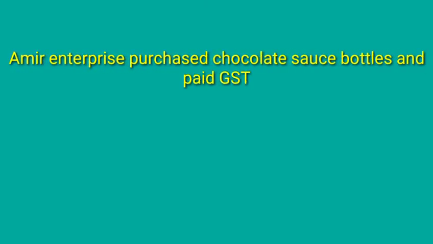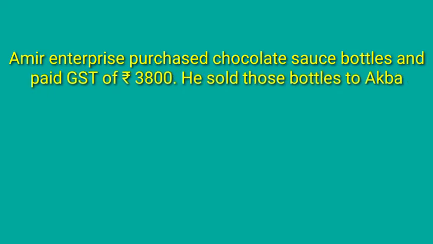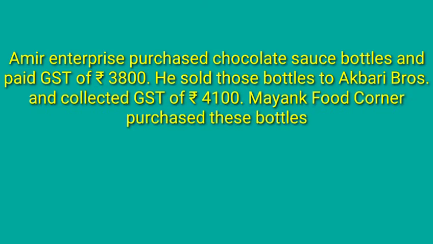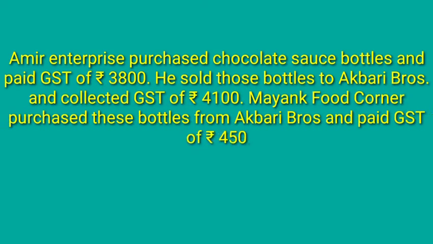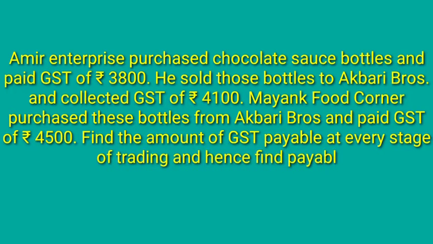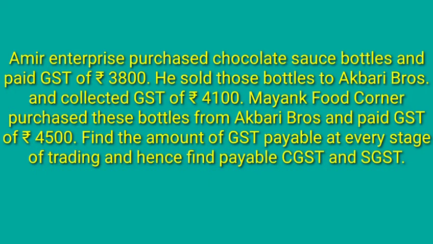Okay, now let's see question number 3. Amir Enterprise purchased chocolate sauce bottles and paid GST of rupees 3,800. He sold those bottles to Akbari Brothers and collected GST of 4,100 rupees. Mayang Food Corner purchased these bottles from Akbari Brothers and paid GST of 4,500 rupees. Find the amount of GST payable at every stage of trading, and hence find payable CGST and SGST.